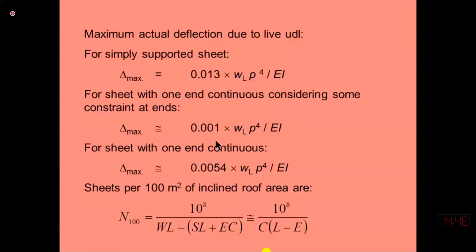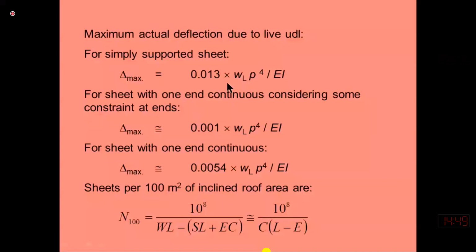So for a simply supported sheet, the formula for deflection is 0.013 ωL^4 by EI, where L is the length of the sheet between the panel points. Actually, deflection is always computed by assuming the horizontal distance of the sheet. So I will explain over here.